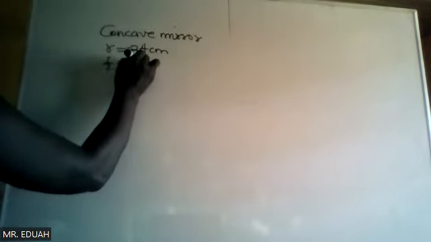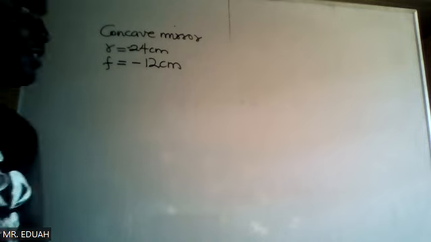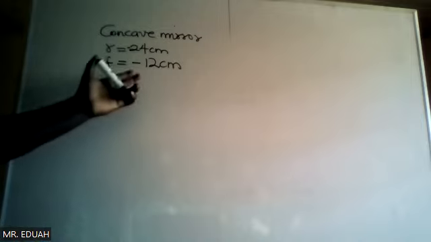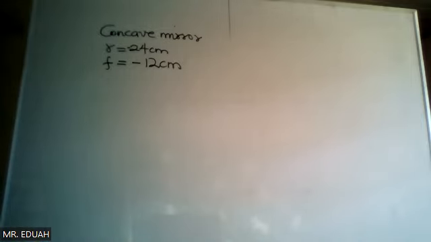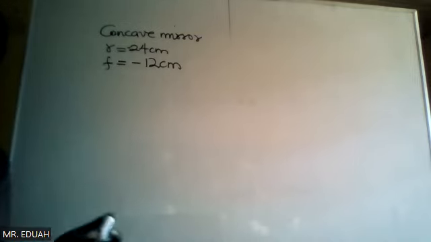Its radius of curvature is 24. Magnification is still the same. So since this is a concave mirror, R will be negative, and so F would also be negative 12 centimeter. A concave mirror has a real principal focus, and it is in front of the mirror. The reason for which F is negative.